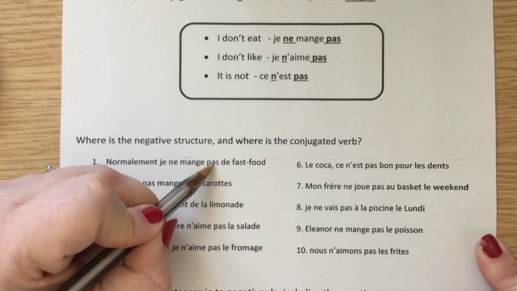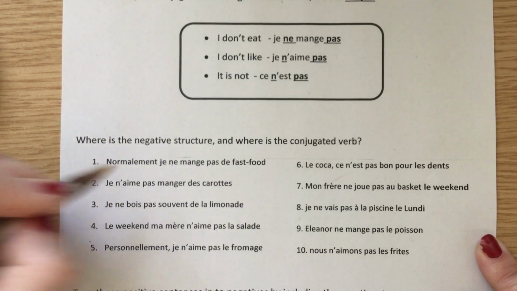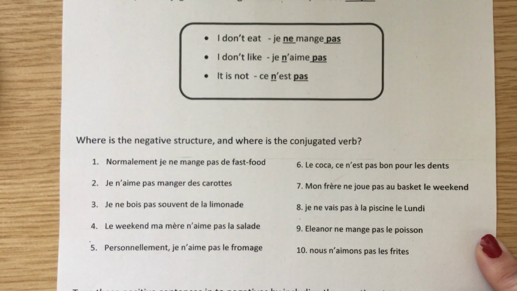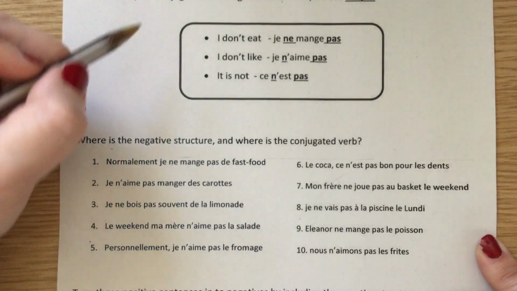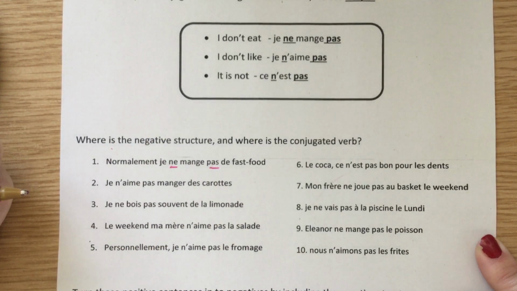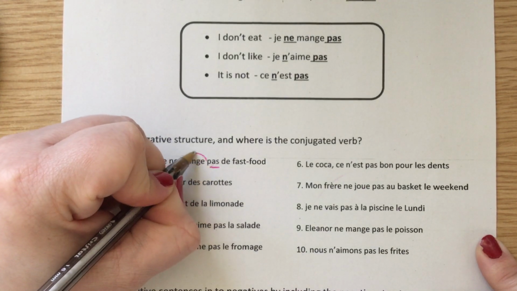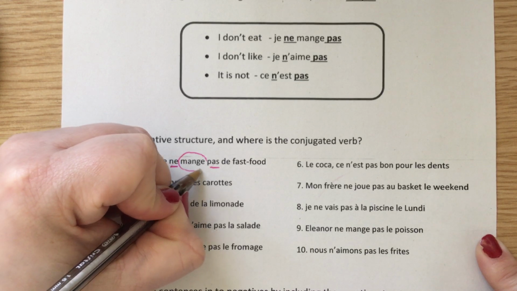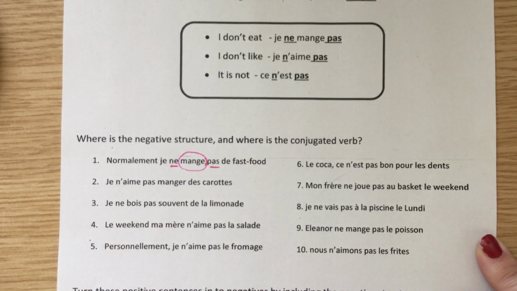Normalement, je ne mange pas de fast food. Normally, I don't eat fast food. Where is our negative structure? We know it's ne and pas. Knowing that that goes either side of a conjugated verb and all of the work that we've been doing on conjugation, we should be able to spot that mange is our conjugated verb.